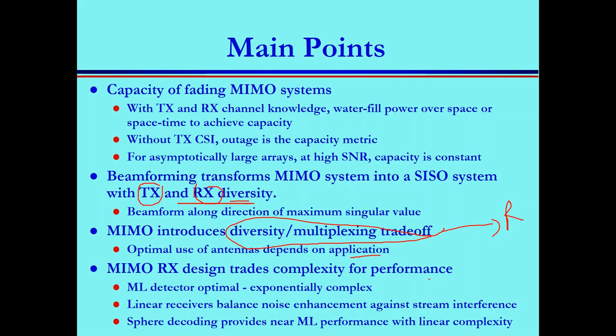For the receiver to detect the symbols transmitted by MIMO, we can use the ML detector, which is optimal, but exponentially complex. Why do we call it exponentially complex? The complexity curve increases exponentially with the increase of the number of antennas and the modulation order. Linear receivers balance noise enhancement against stream interference. Sphere decoding provides near ML performance with linear complexity, almost. So which one is the best you can choose among all of these? Besides being dependent on the application, Sphere decoding strikes a relatively good balance among all of them.